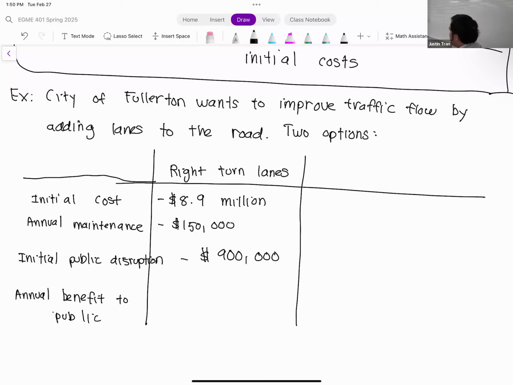But after that first initial disruption, this is going to add benefit to the public, right? And again, this is not something that is directly quantified. It's not revenue that's generating, but it's just increased productivity, less accidents, things like that. And so if we were to add right turn lanes, it would add an annual benefit of $1.6 million.